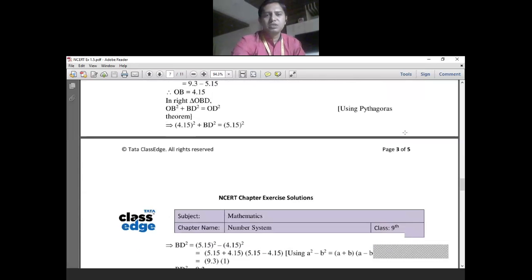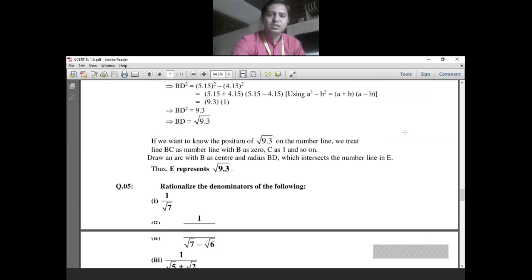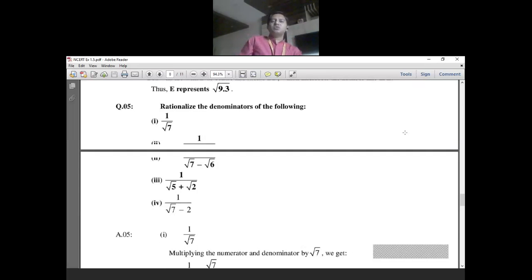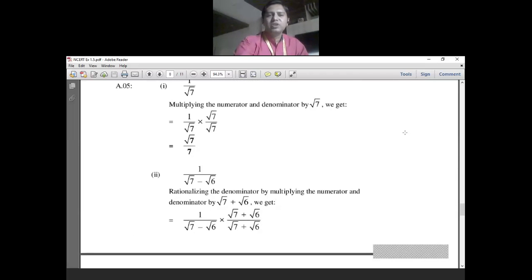Now we rationalize the denominator of the following: 1 by √7. As √7 is a single number in the denominator, we multiply by √7 in numerator and denominator, and we get the answer as 1 into √7, √7, and √7 into √7 is 7. So the rationalized form of 1 by √7 is √7 by 7.